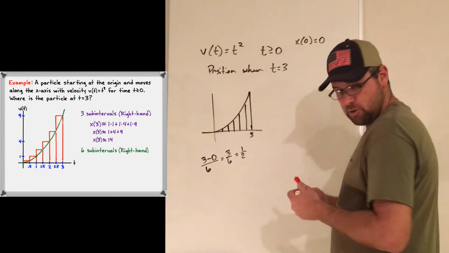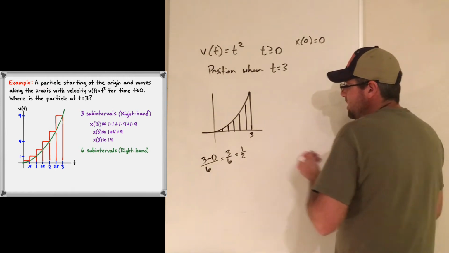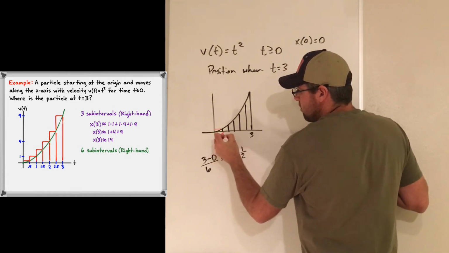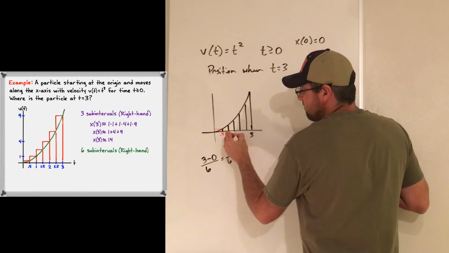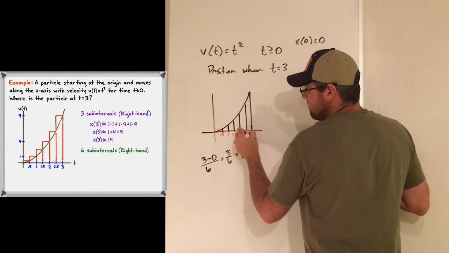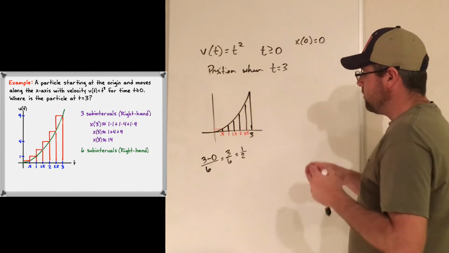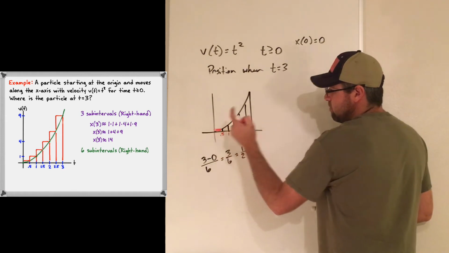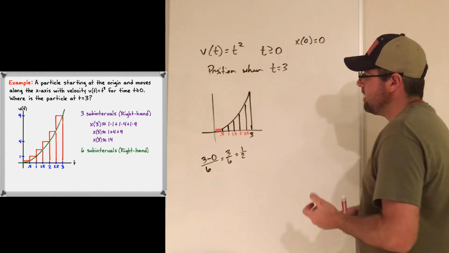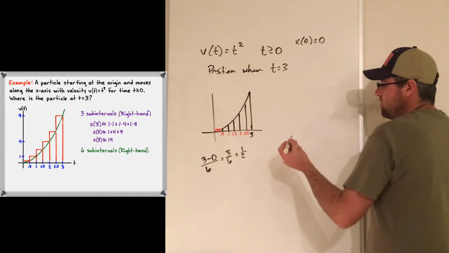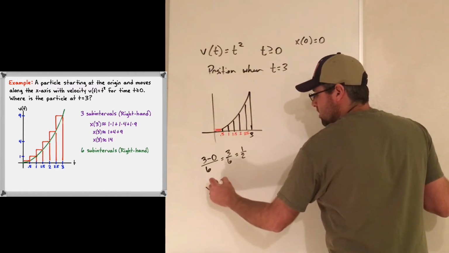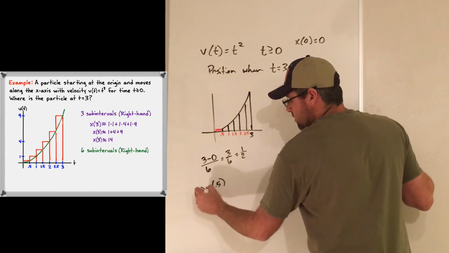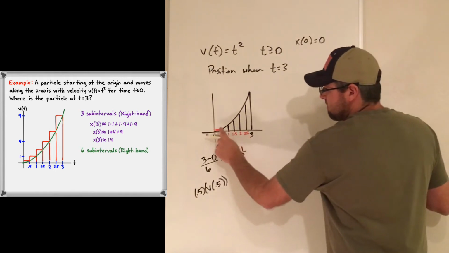Now we need to figure out, since we're doing a right hand here again, the height of each one of these intervals. So from 0 to 0.5, from 0.5 to 1, from 1 to 1.5, from 1.5 to 2, from 2 to 2.5, and from 2.5 to 3. Those are my 6 subintervals. For the first one, would I use the time 0 or the time 0.5 to figure out my height? I would use the time 0.5. So I'm going to figure out what v of 0.5 is, and I'm going to multiply that by 0.5. Okay, that's going to be the area of that first rectangle.